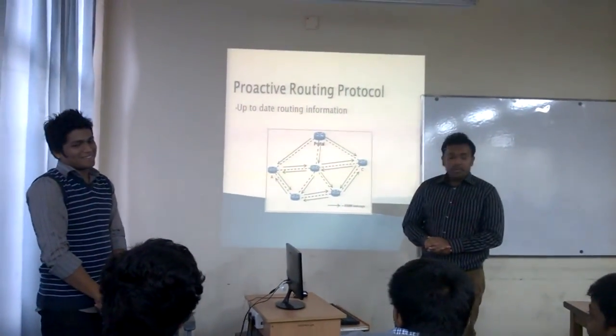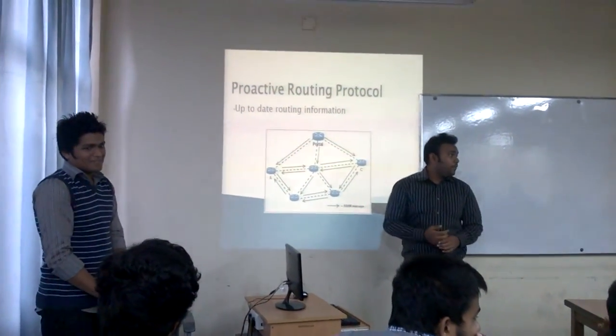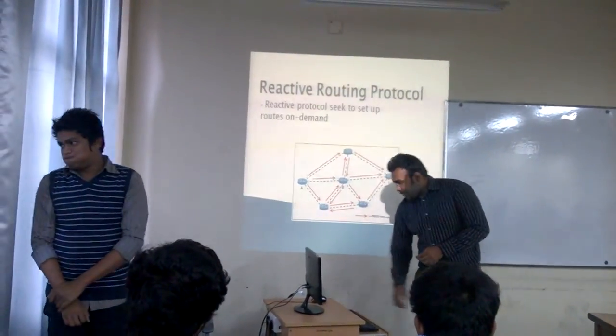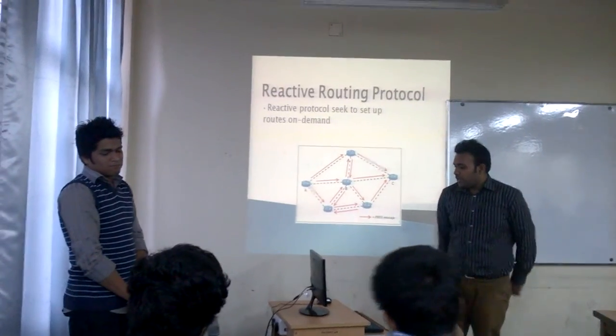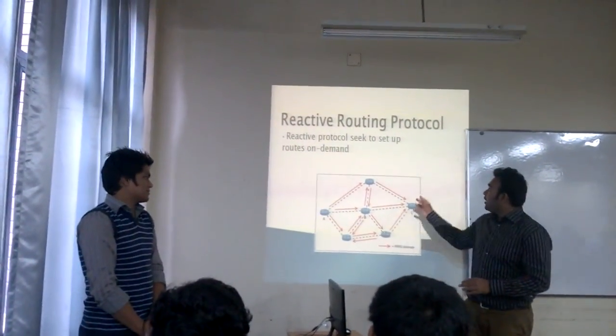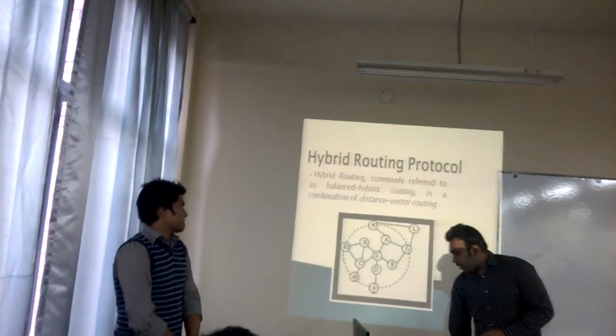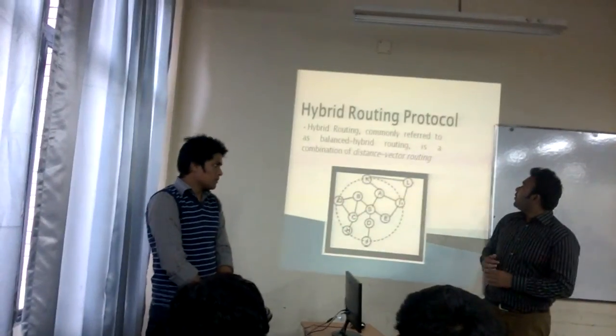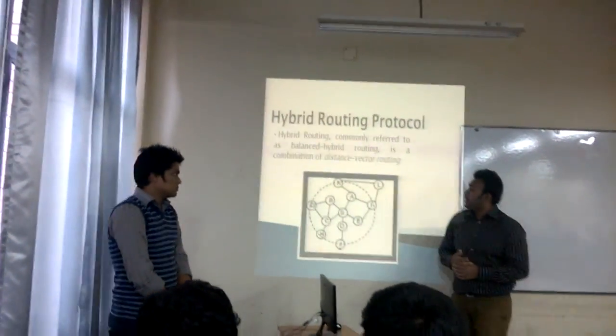Proactive protocol attempts to maintain consistent, up-to-date routing information. The next one is reactive routing protocol. Reactive routing protocol seeks to set up routes on demand. And the final one is hybrid routing protocol. Hybrid routing is commonly referred to as a balance. Hybrid routing is a combination of distance vector routing.